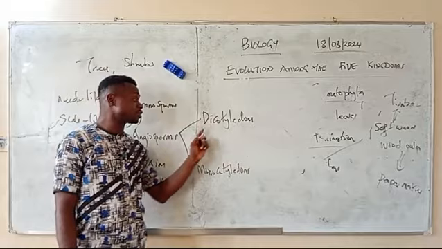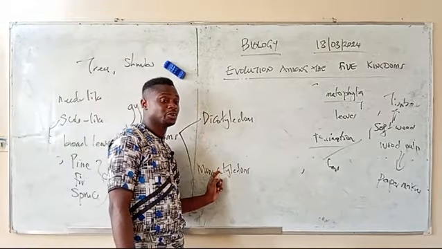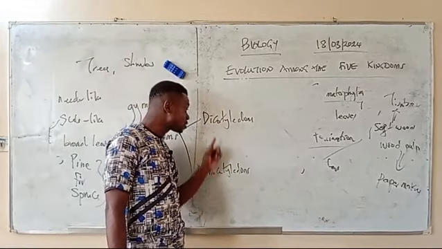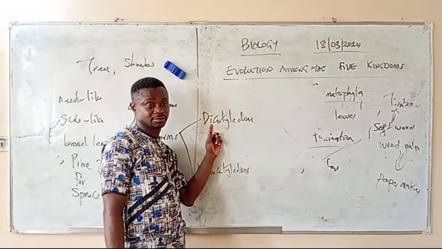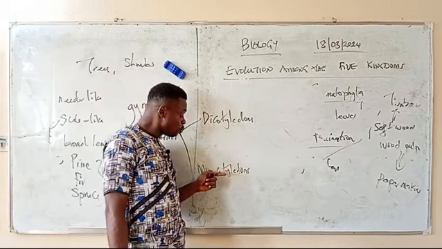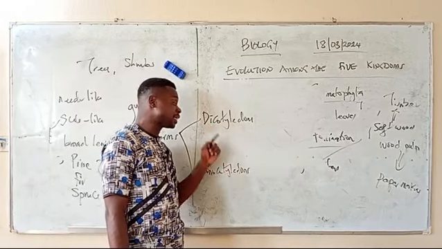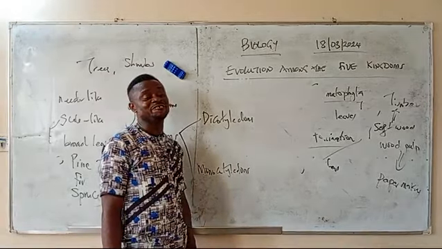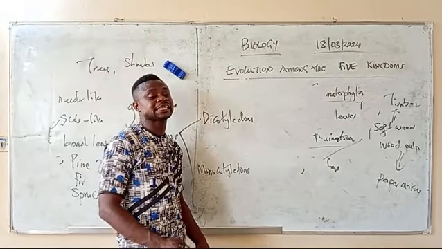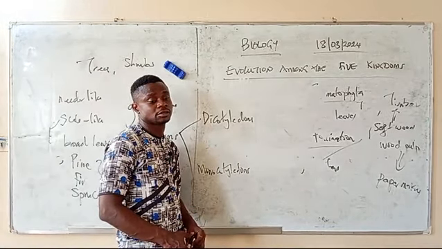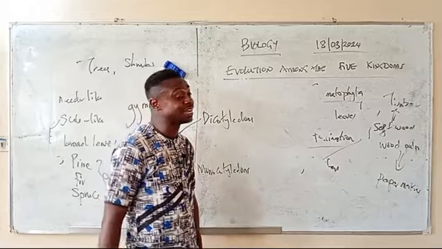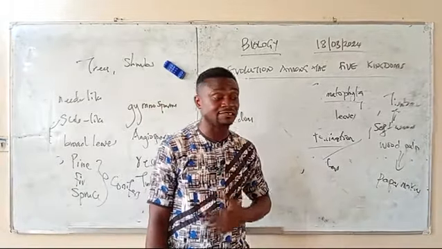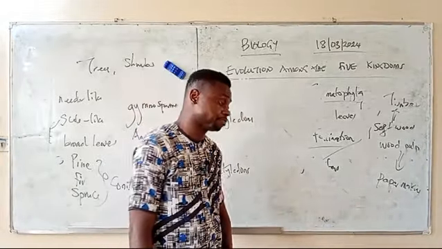Under the angiosperms, we have the dicotyledons and monocotyledons. Within these angiosperms, monocotyledons are more advanced than the dicotyledons. So if you ask now, the most advanced of the plant kingdom are monocotyledons. Good. They are the most advanced.